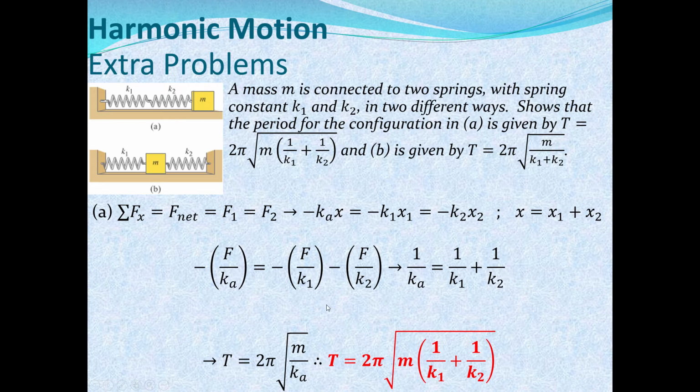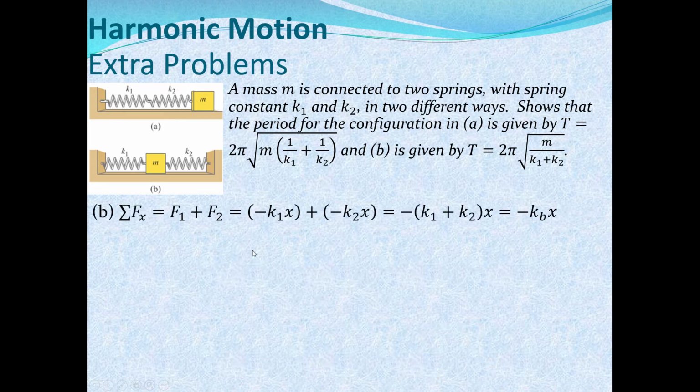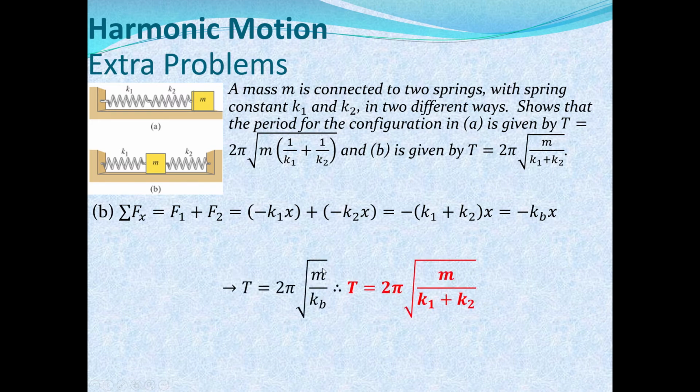Easy peasy. Next one's even easier, because with this one, they're connected in parallel. Even though it doesn't seem like it's connected in parallel, it actually still works the same way. So the effective spring constant is going to be the combination of the springs, the same thing that we saw before in the parallel setup. So once again, I take the original equation and I just plug in the sum of the spring constants. And that's pretty much it.